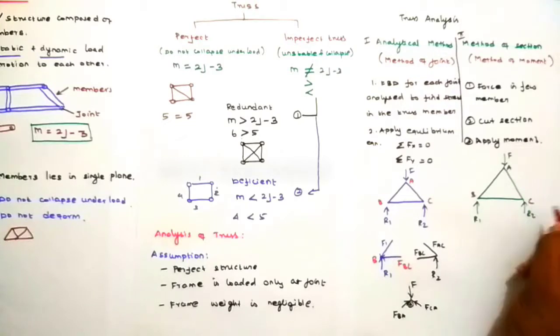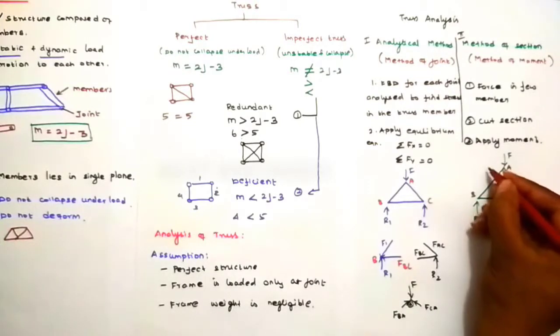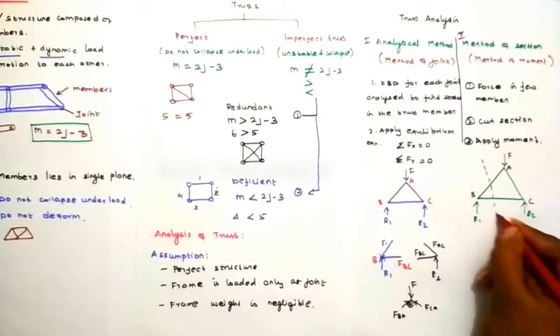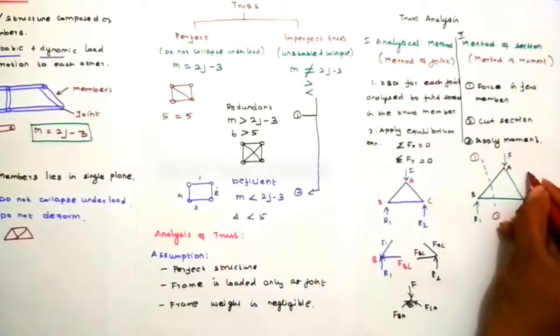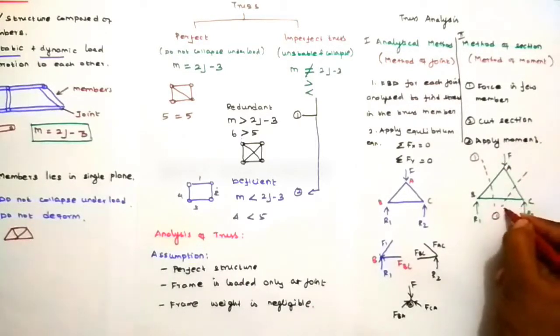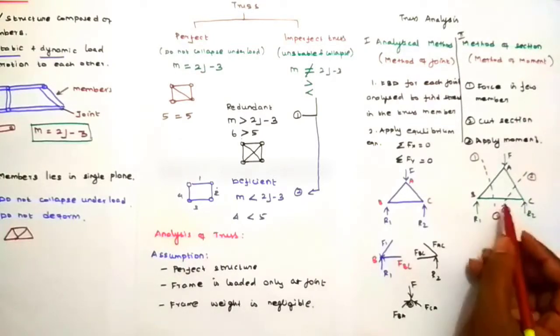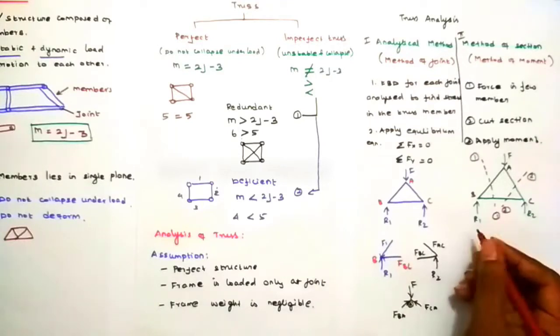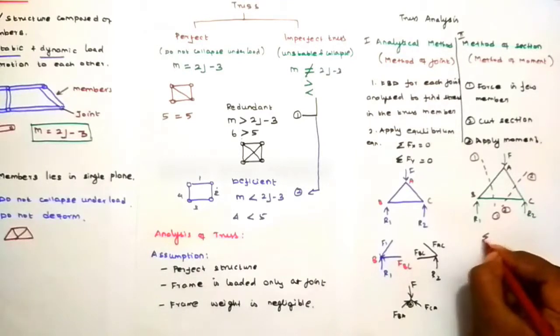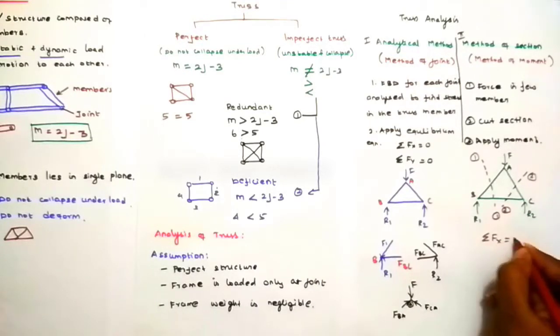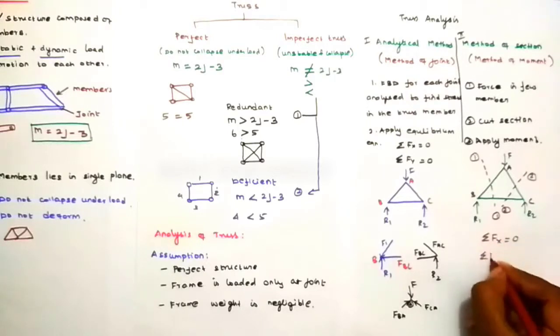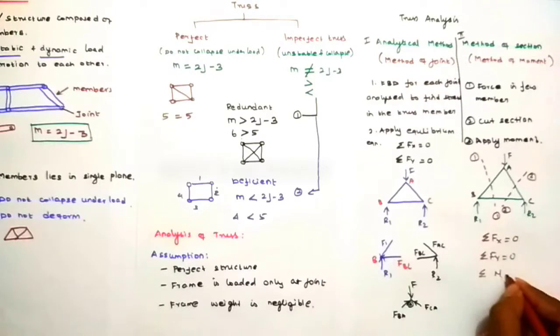We can draw the parting lines like this or like this. So we can take the moment here and apply the equations: summation of Fx equal to 0, horizontal force is 0, summation of Fy equals 0, and summation of moment is equal to 0.